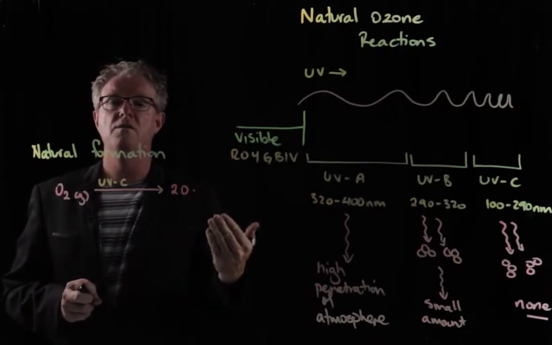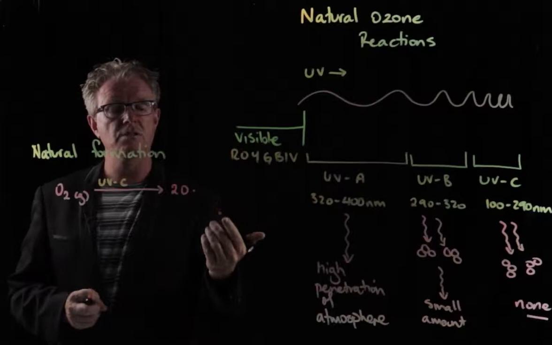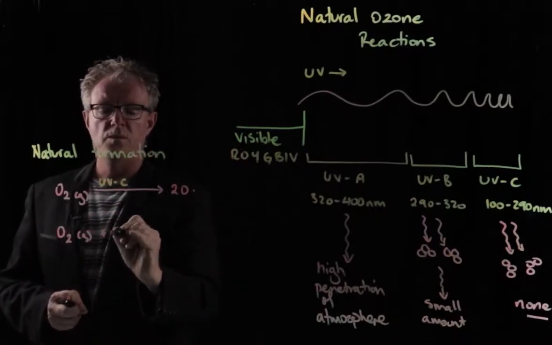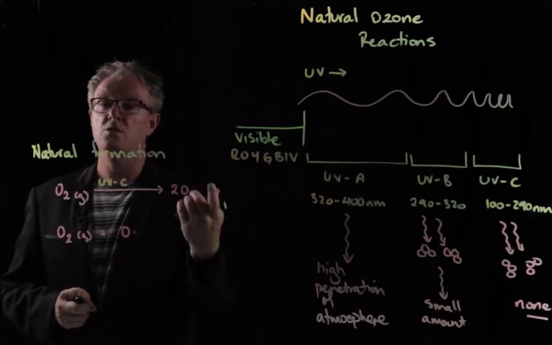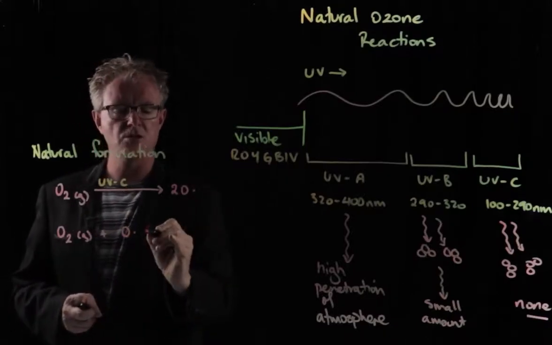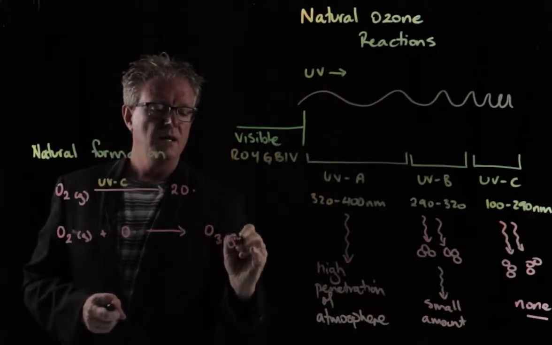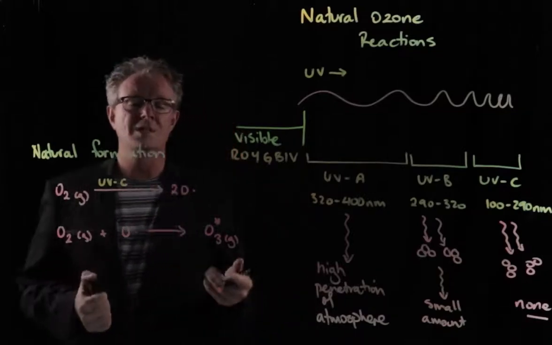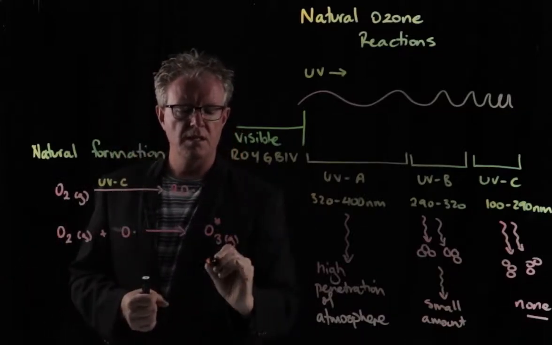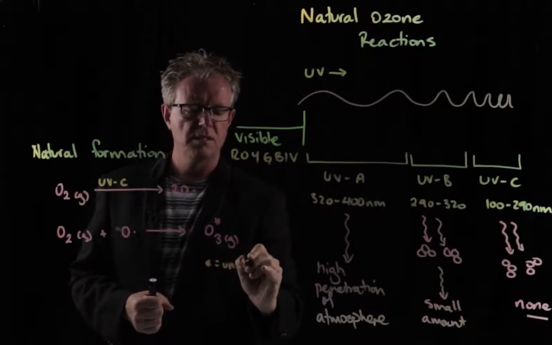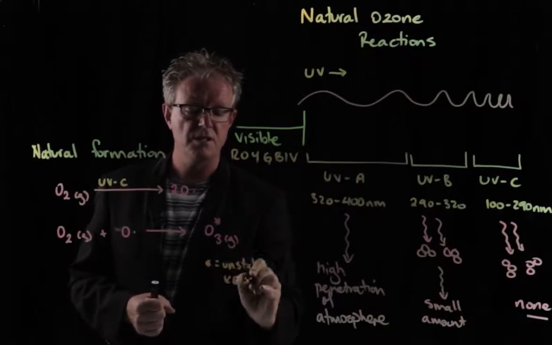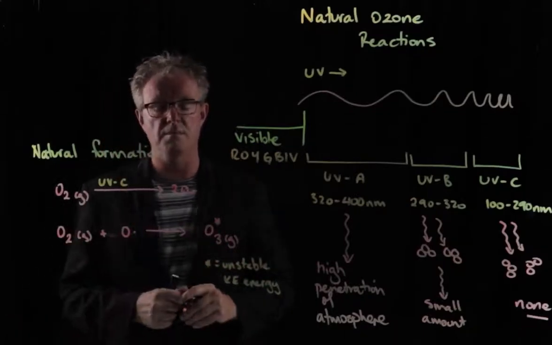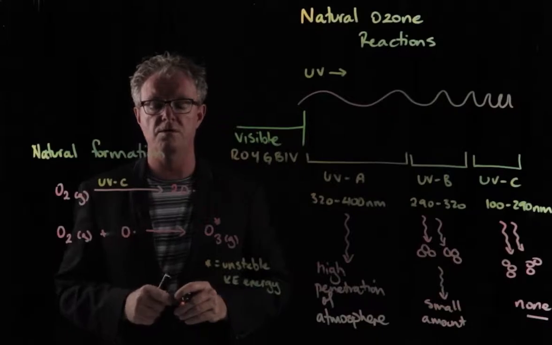Now those radicals are very, very reactive because they've got an unpaired electron. Then another oxygen molecule reacts with the radical, and that makes ozone. Now that ozone, I'll put a little asterisk there, is sometimes called metastable, or unstable. In other words, it's got a lot of vibrational kinetic energy because of the extra energy that occurred due to the formation of this with the radical.